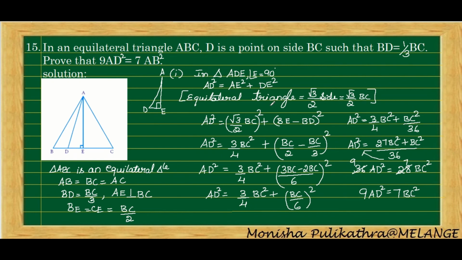But here in the question they have given AB square. We know that AB, BC and AC are all equal to each other. So instead of BC, we can write AB, because it is an equilateral triangle, all the sides are equal. So we can write 9 AD square is equal to 7 AB square. Hence proved.